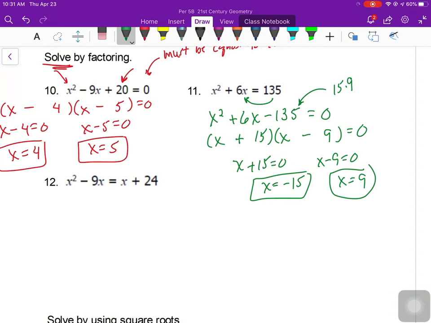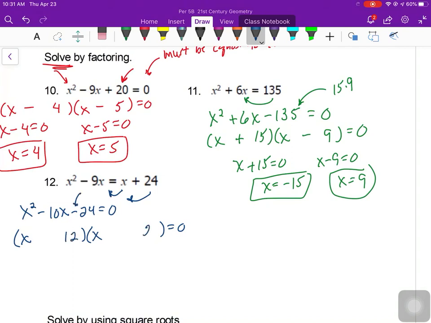The last one, solving by factoring, we're going to need to move everything over so that we have 0 on one side. If I want 0 on one side, I have to move both the x and the 24. So I would have x squared minus 10x minus 24 equals 0. Now comes the factoring. To get x squared, of course, we need x and x. To multiply to 24 and subtract to give me 10, I'll have to use 12 and 2. And to get a negative 10, I need a negative on the 12 and a positive on the 2.